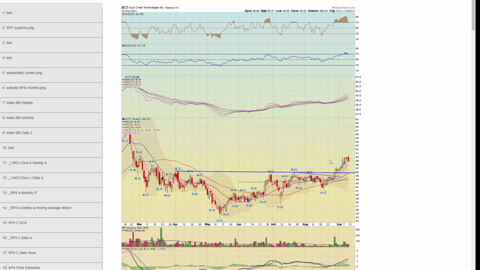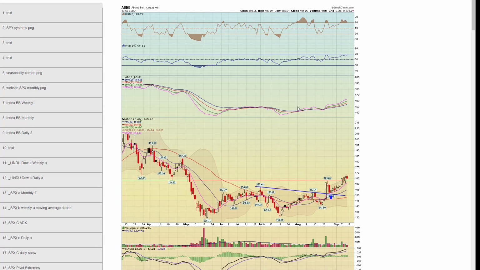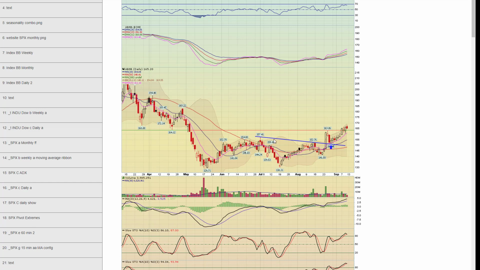Jabber 109, DCT was also a great long out of this base. And finally, Jabber 110, Airbnb. Here's another good example. This is a long idea. It broke the trend line. If you miss this, you had your second opportunity on the retest of the trend line here. And it has moved nicely higher.